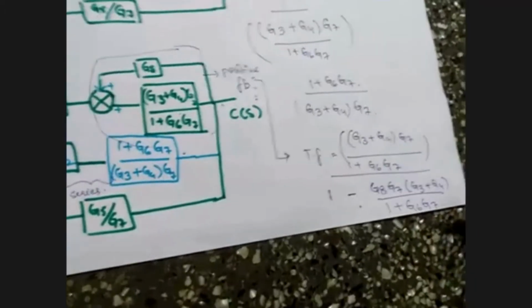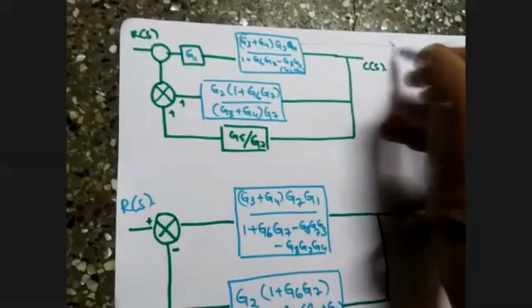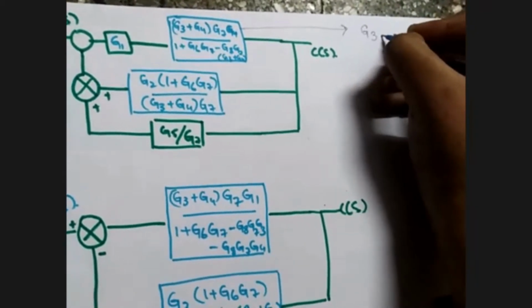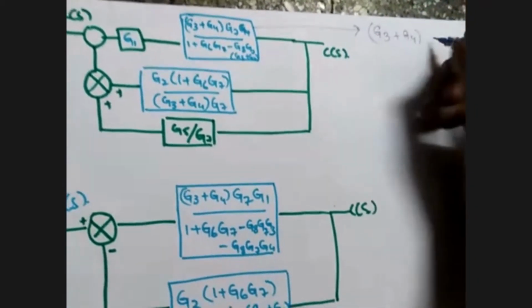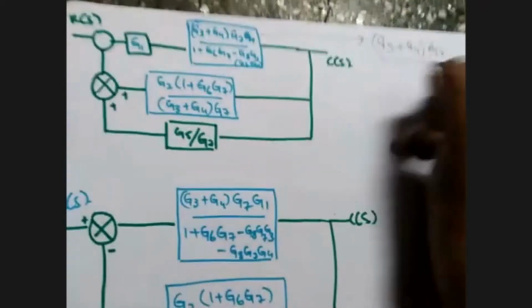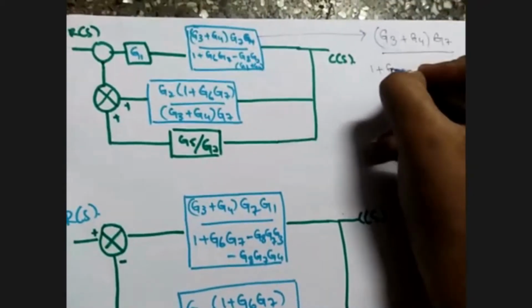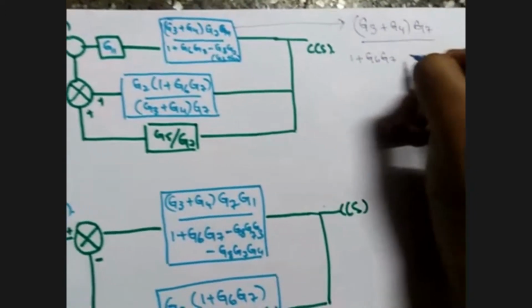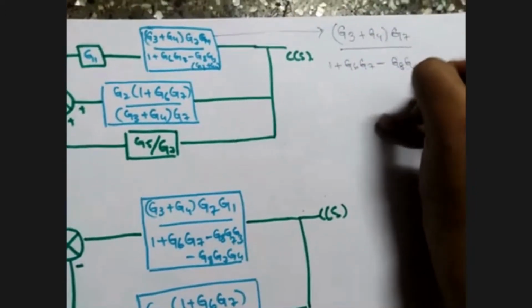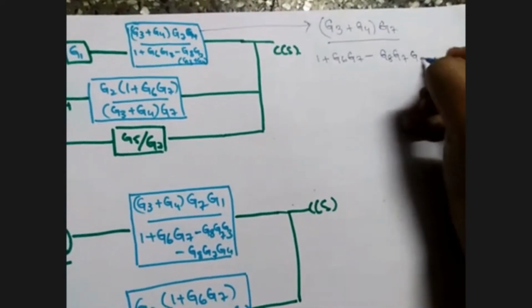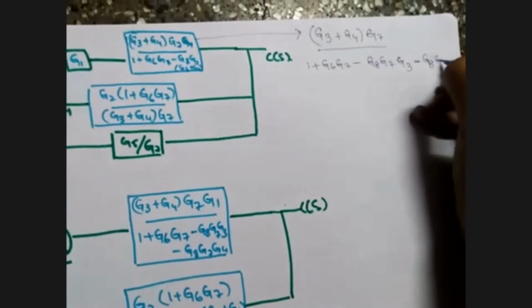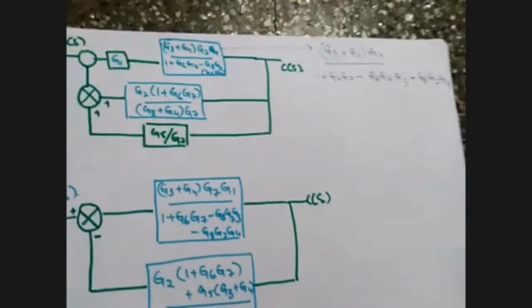Now if you calculate this and reduce, the figure looks like this. This is the feedback gain. I'll write it properly. It is (G3 plus G4) into G7 whole divided by 1 plus G6 G7 minus G8 G7 G3 minus G8 G7 G4. Okay, this will be the feedback gain.